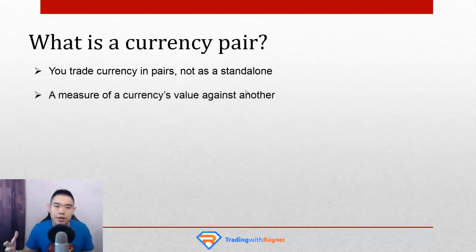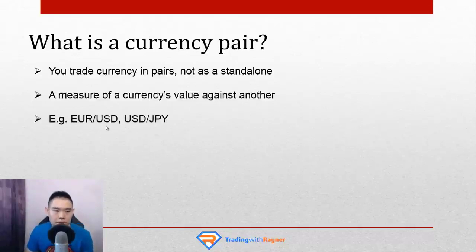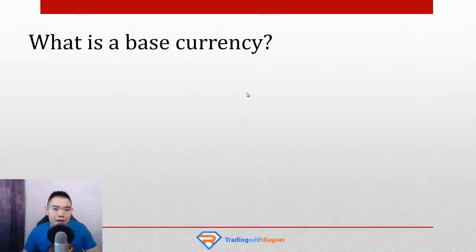So in essence, currency pairs help you measure a currency's value against another currency. For example, euro against the dollar. When you buy the euro dollar, in essence, you're buying the euro currency and you're selling the US dollar. So when you are buying the euro, you're giving the other party US dollars in exchange for the euro currency. Just like you're buying an apple from the supermarket, you're giving your money in exchange for that apple. So it works in pairs. Likewise, for dollar against the yen, you are buying the US dollar, and in return you give the other party Japanese yen. Make sense?